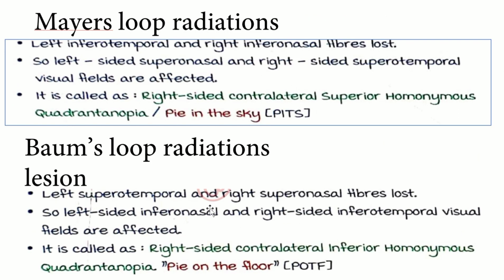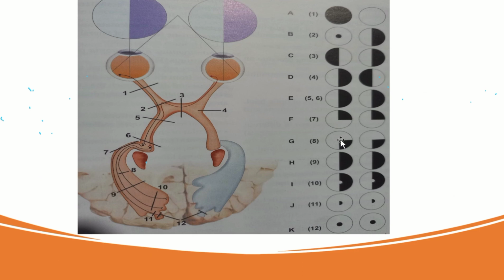So if Baum's loop is affected, then inferior nasal and inferior temporal visual fields are affected. So left-sided inferior nasal and right-sided inferior temporal visual fields are affected, which is also known as pie on the floor. So I want to show you. So like this. So pie on the floor, pie on the sky. Pie means this much only. So you know what is pie. So pie on the sky, and that's why pie on the floor. It looks like a little pie of cake, and it looks like it's in the floor. So pie on the floor, and then pie in the sky. That's it.